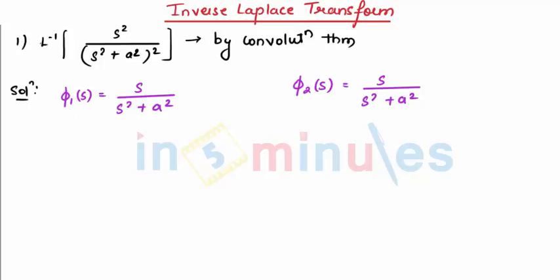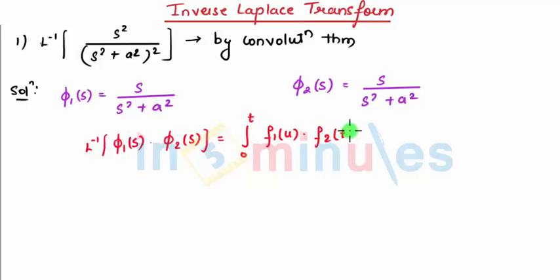So I just write the convolution theorem as L inverse of phi 1 of s into phi 2 of s is equal to the integral from 0 to t of f1 of u into f2 of t minus u du. So let's first find f1 of u and f2 of t minus u. u is nothing but a dummy variable.